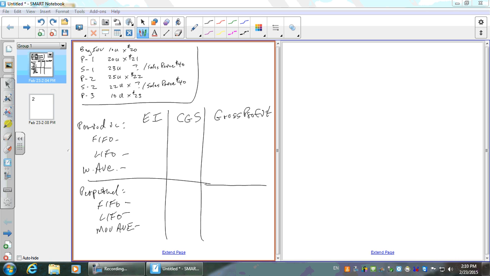Like what I do first is I take the beginning inventory, 10 times 20, then purchase 1, then purchase 2, and then purchase 3, and I have to put signs on each one and know what the total cost was of each one. What do you think of that? Good place to start. That'd be a good first step. Anything?